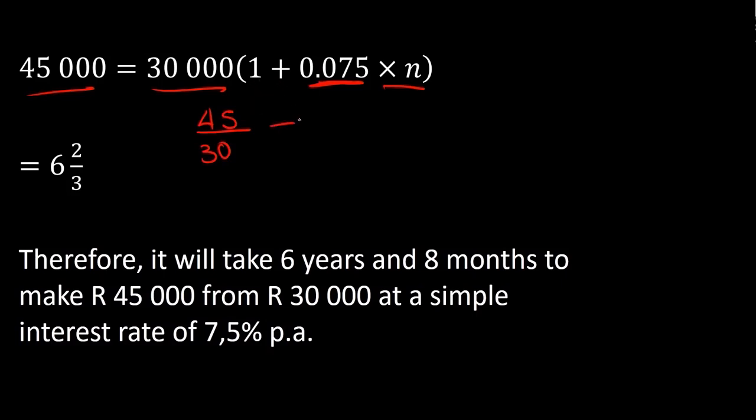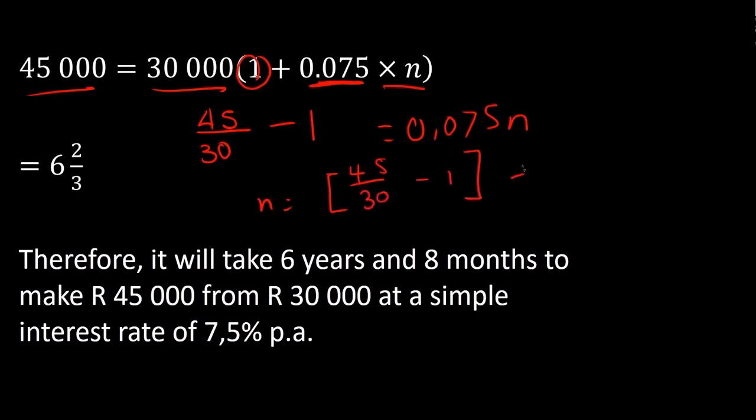And we're going to subtract 1 to get this one out of the bracket. We'll end up with that. And then to get to the value of N, we divide both sides by 0.075. So therefore, N would be equal to, and you can just double check this working on your calculator, 45 over 30 minus 1, all divided by 0.075. Okay, when you put all of that into your calculator, you will see that you end up with N is equal to 6 2/3.